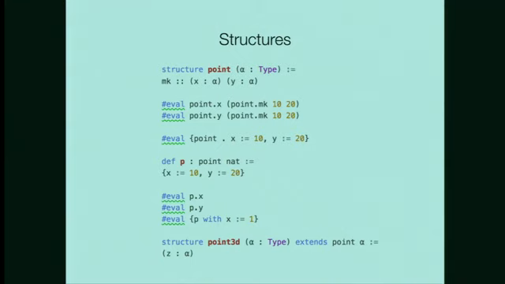In Lean, we also have structures. This is just a special kind of inductive data type. Here I have a point. You have two fields, x and y. The structure command does a little bit more than an inductive data type. It creates the projections like point.x and point.y.